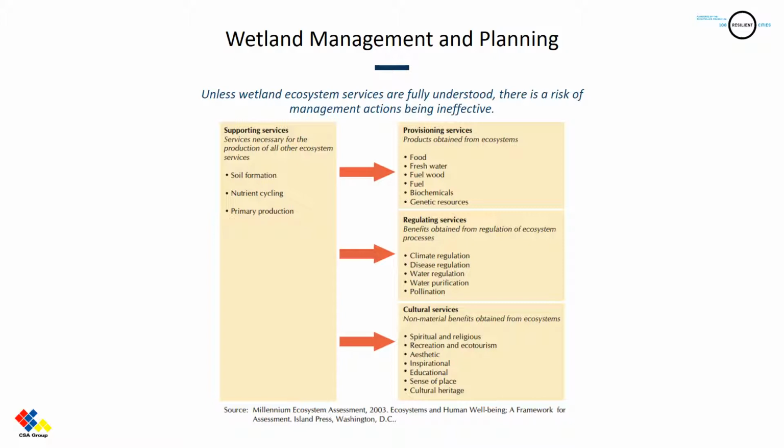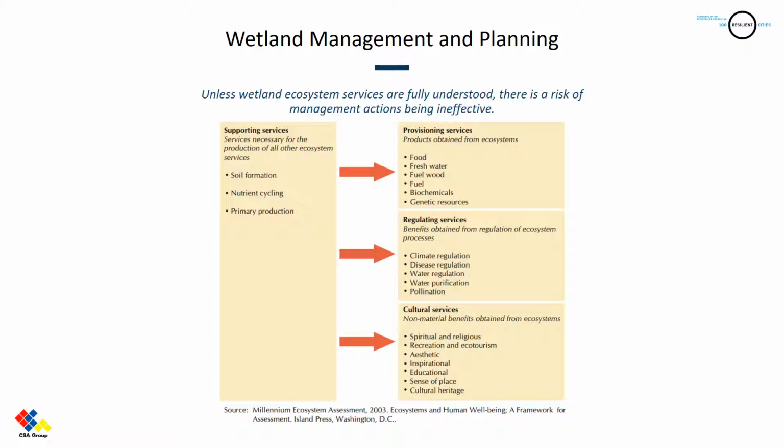There is always a risk of management actions being ineffective, specifically when we do not fully understand the wetland ecosystems and the services that they provide. This is what we are trying to present here: the services necessary for production of all other ecosystem services. What we need to understand in order to get the results or benefits from the wetlands. We have what is necessary: soil formation, nutrient cycling and primary production. That brings us to the products obtained from the ecosystems: food, fresh water, fuel, biochemicals, genetic resources.